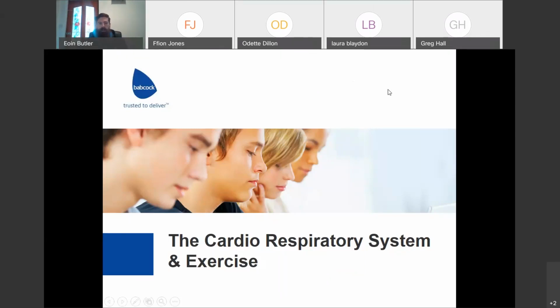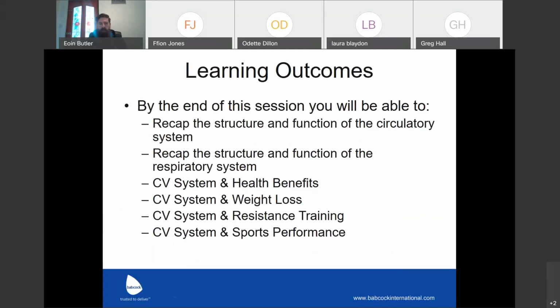Okay. So what we're going to look at with this session is we're going to recap the structure and function of the circulatory system. So the difference between level 2 fitness instructing and level 3 personal training when it comes to the circulatory system. When you recap over the level 2 content of the cardiorespiratory system, there's not a massive jump up to the level 3. Where it does jump up is when it's relating it to exercise and to things like health benefits, weight loss, resistance.